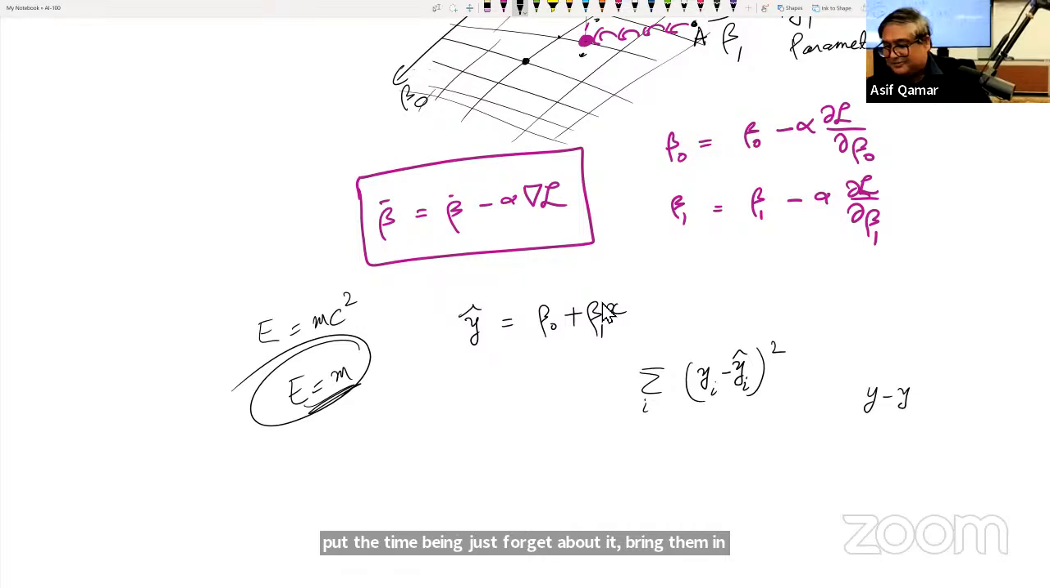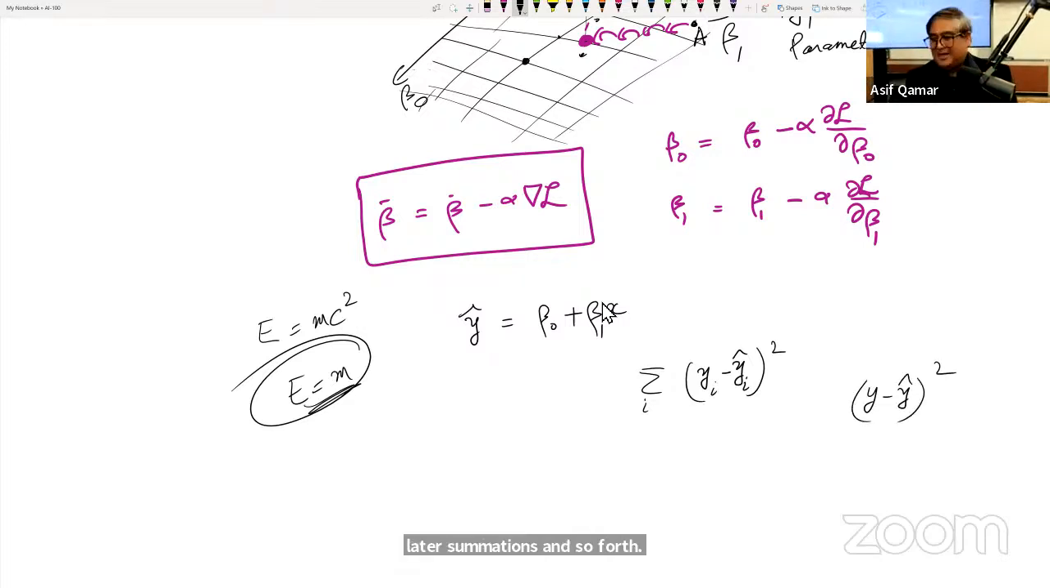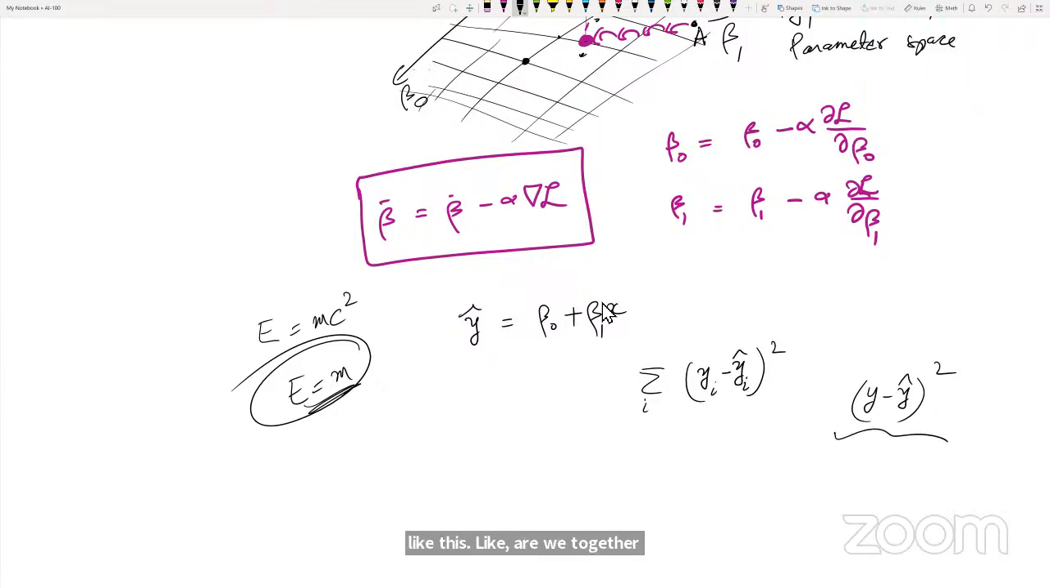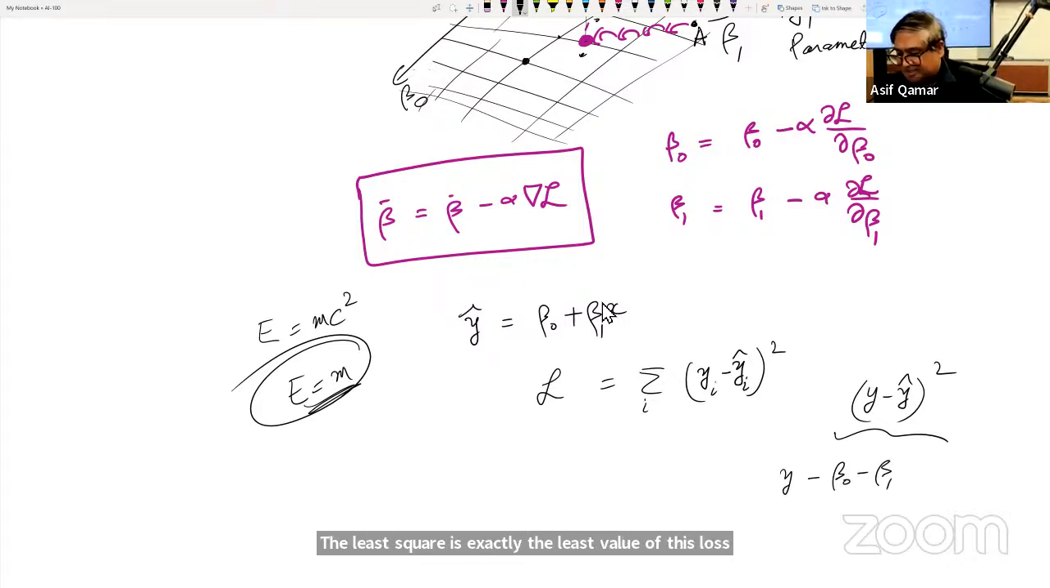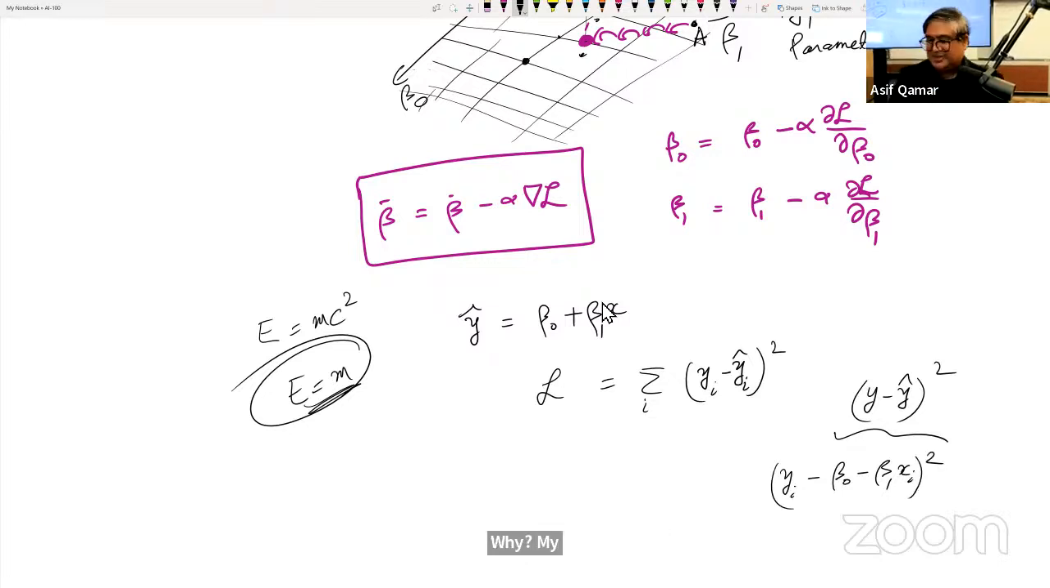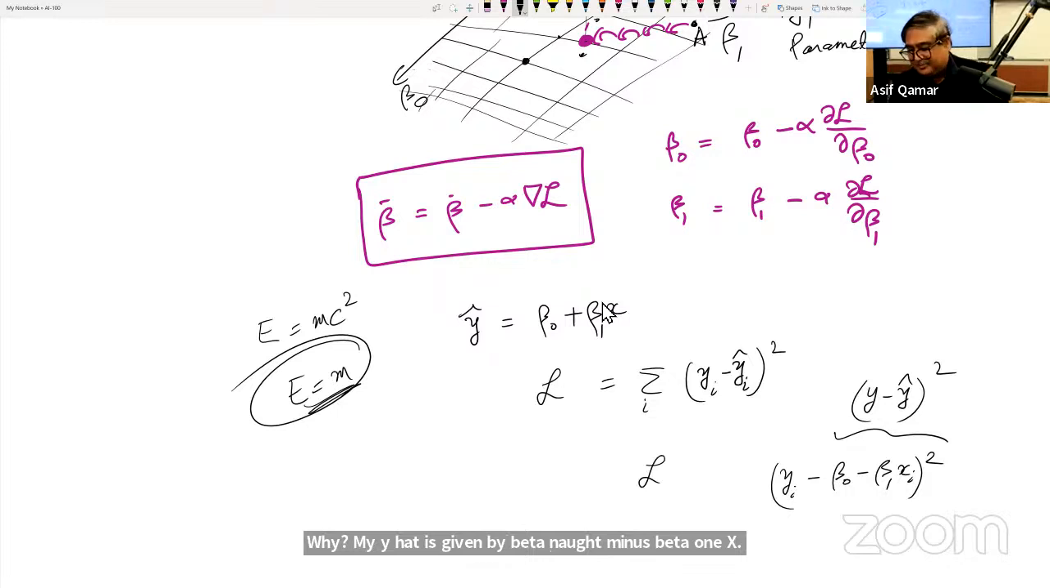So if you just look at it, y minus y hat, I'll just write it like this, right? Are we together? Now let's look at this. Is that the least square? It is, so yeah, that is it. If this is the loss, it is the sum squared loss. The least square is exactly the least value of this loss. That is it, Madhav, right? So now look at this. Y hat is given by beta naught plus beta 1 x, whatever the point is. Let me just bring that up. So this square, this loss is made up of summation over this. Forget about the summation and the superscript.